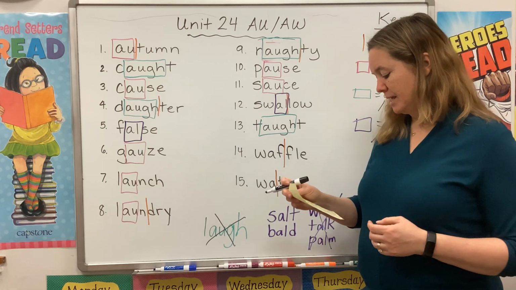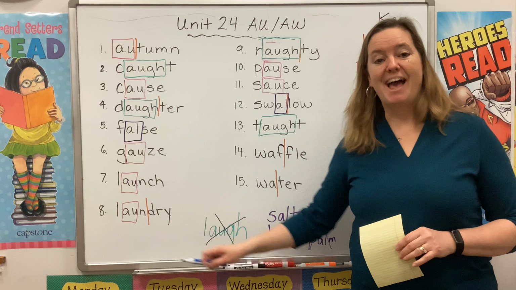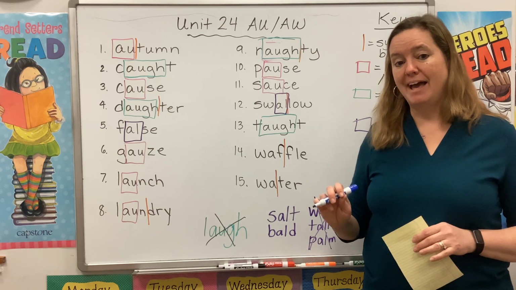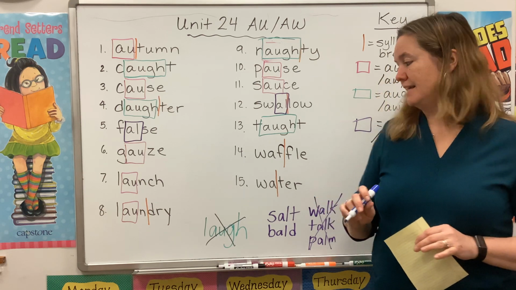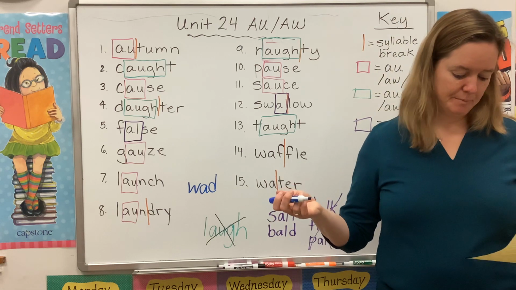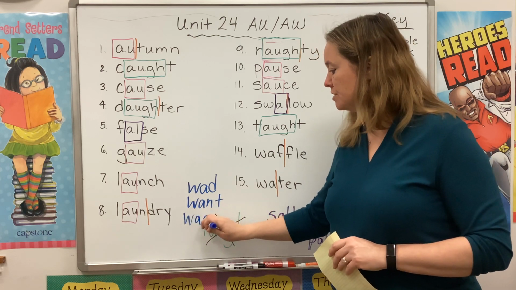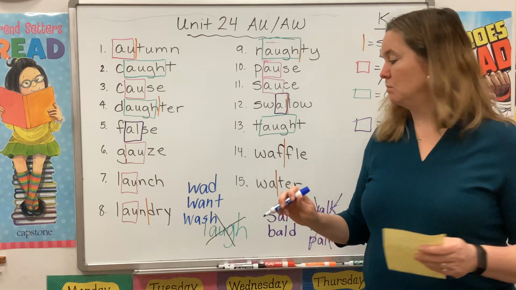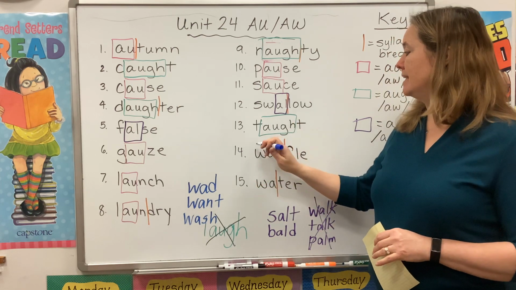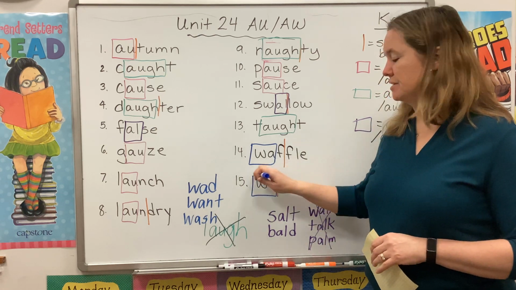Okay, and then one more pattern I want to talk about with you, and that is the WA. This is so weird, right? In our language, if a word starts with WA, it might make the WA sound. We see that in words like wad, like a wad of paper. We see that in words like want or wash, okay? We see that in words like wand or watt, like a 10 watt or 100 watt bulb. Well, today we're going to see it in the word waffle and water.